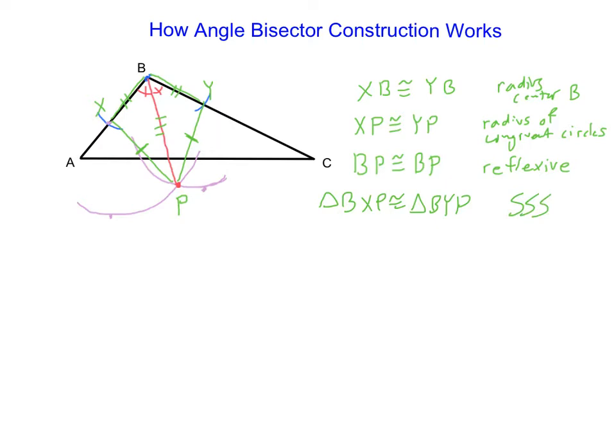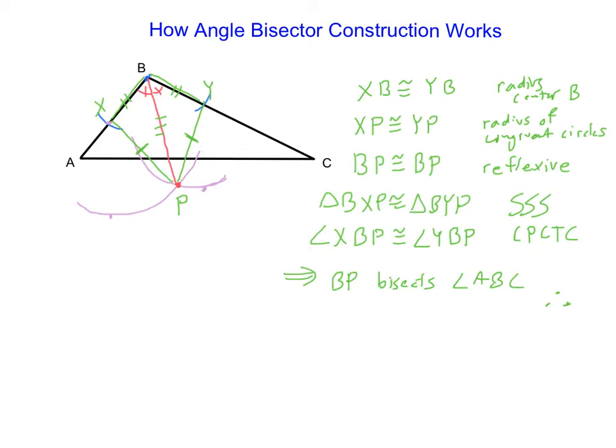And that gives us the angles. And that's true because of corresponding parts of congruent triangles are congruent. And because this angle is congruent to that one, that's going to mean that the red line we constructed will bisect that original angle ABC. And there we have it.